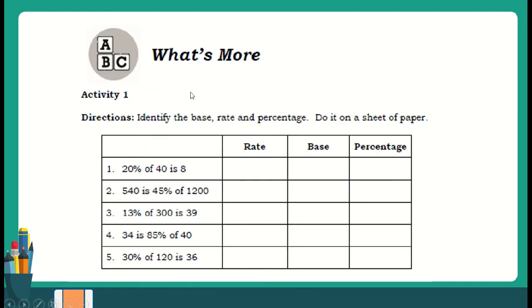For the next activity, we have what's more, activity 1. So identify the base, rate, and percentage. Do it on a sheet of paper. So for example, let's do number 1. What is the rate? We have 20%. The base is 40. And the percentage is 8. So you will do the same for the rest of the items.